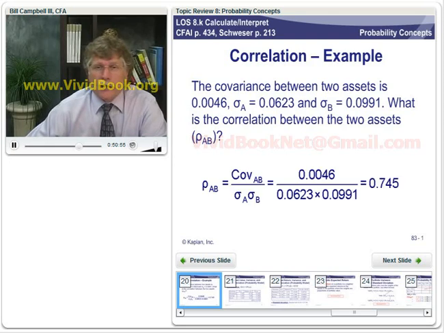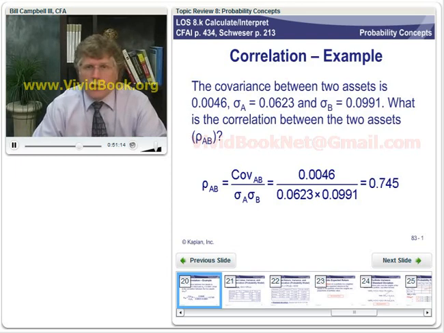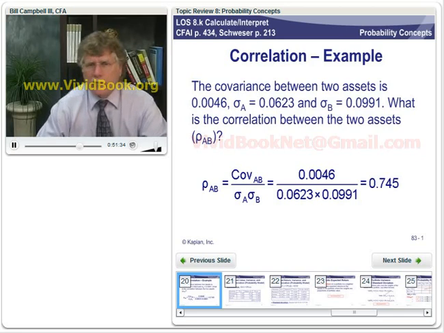How do we do the calculation? We take the covariance, we divide by the standard deviation of A, standard deviation of B, 0.0046 divided by 0.0623 divided by 0.0091. Correlation of 0.745, positive. So their returns tend to be above the average together and below the average together. Not all the time. If they were always that way, they'd have a rho of +1. But every once in a while you might have one return above its average when the other one is below its average, but pretty good positive correlation.